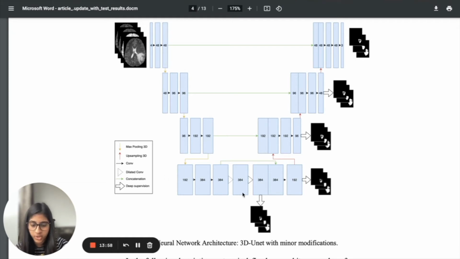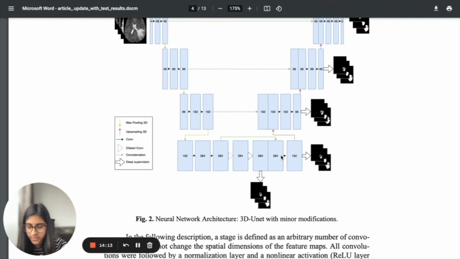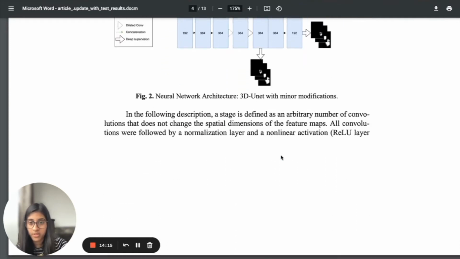It's quite symmetrical actually. And then you have the 3x3 convolutional layers, you have the concatenation, you have the upsampling 3D. It's kind of similar. We also have deep supervision here, and it does talk about that later on, and we will talk about that.